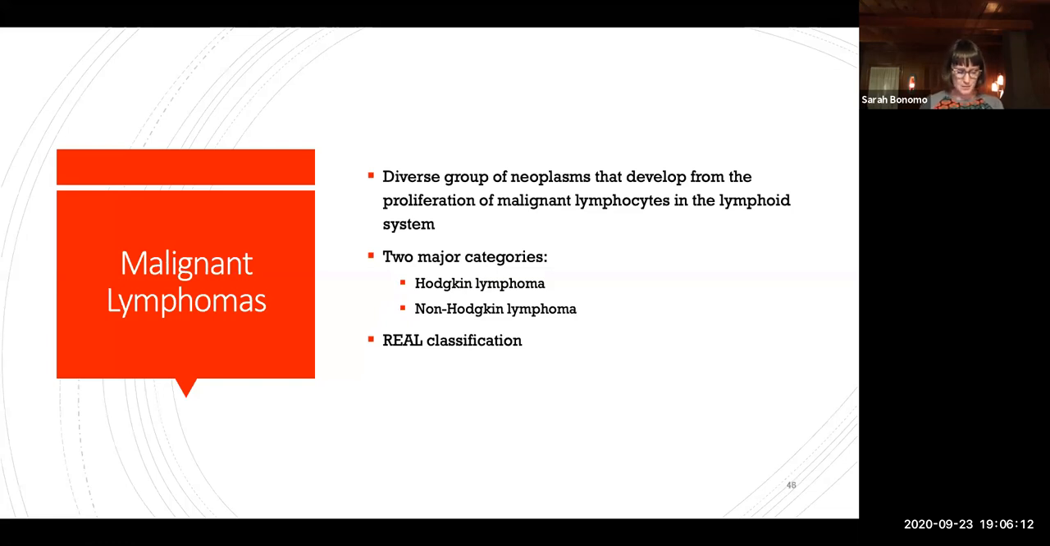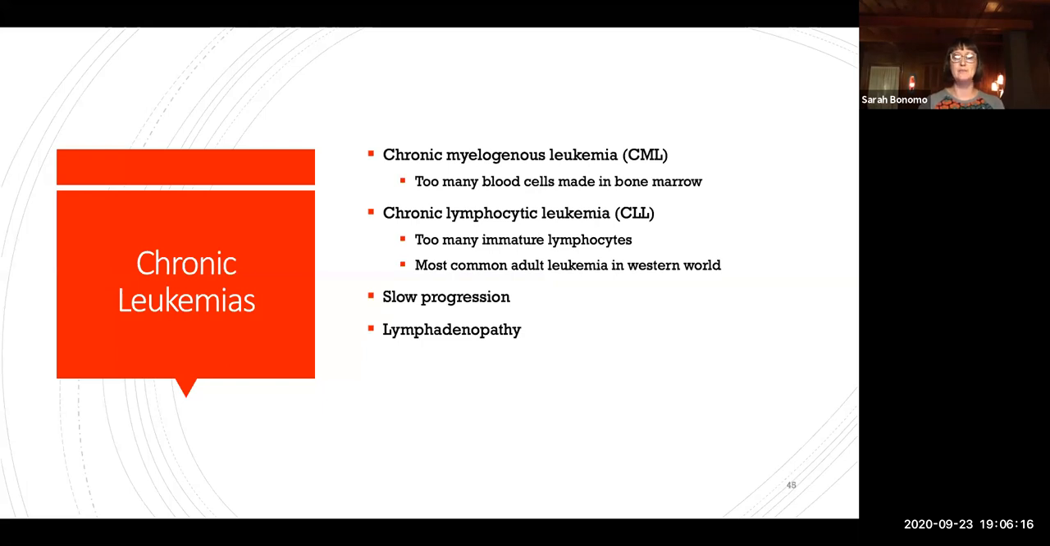Okay. Figure 21.6 is a good one for looking at both acute and chronic leukemias, just to see the bloodlines that they come from. You don't need to memorize that table. It's just a good reference for you.